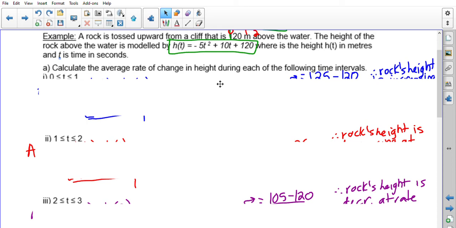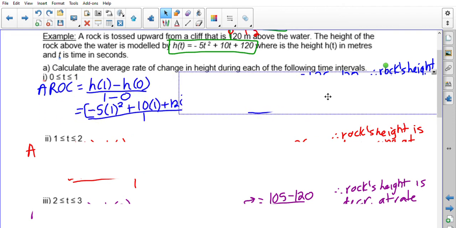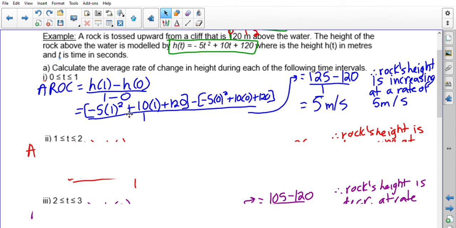All right, so for this one, we're only given an equation, so we have to use the equation. No graph. So we're going to go from 0 to 1 second. So h at 1 minus h at 0. Remember that one's always first. All over 1 minus 0. So when you sub that into your equation, you get 125 minus 120 divided by 1, and that leaves us with 5 meters per second.